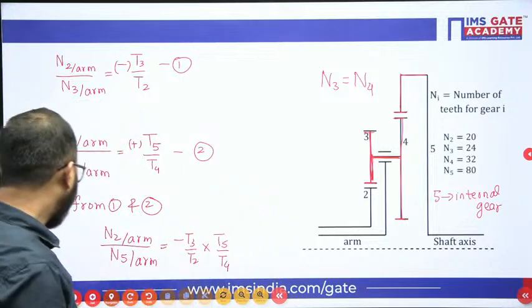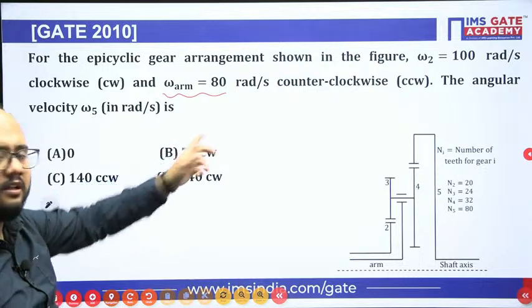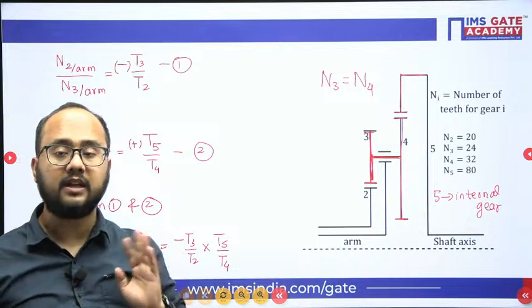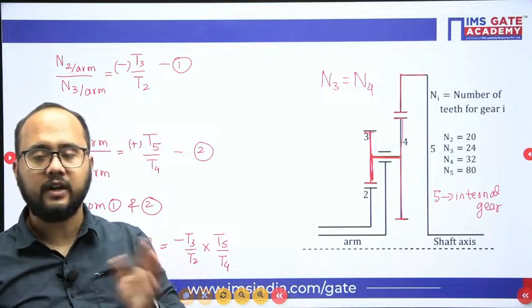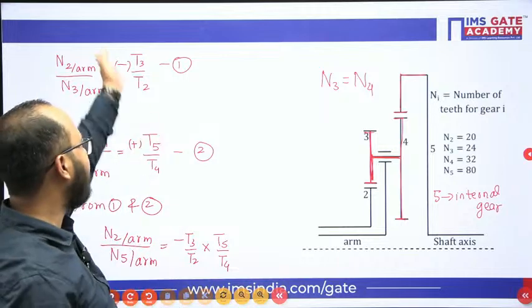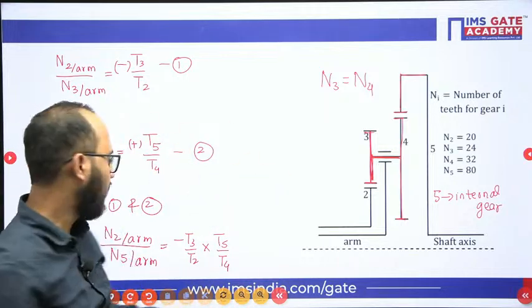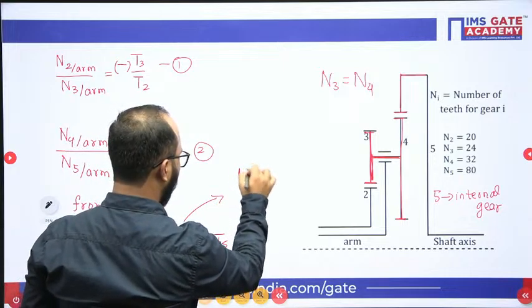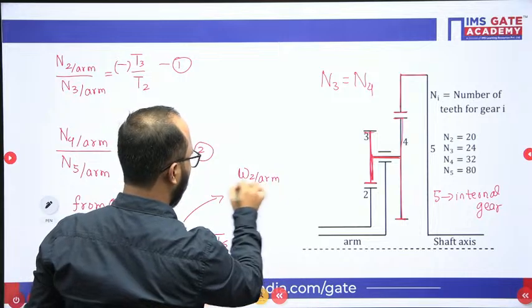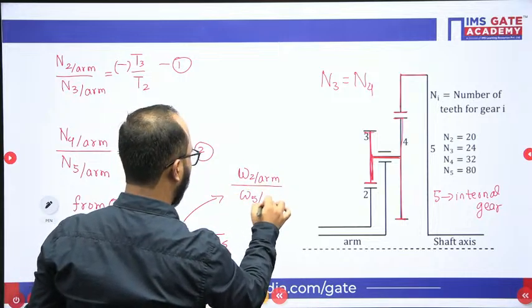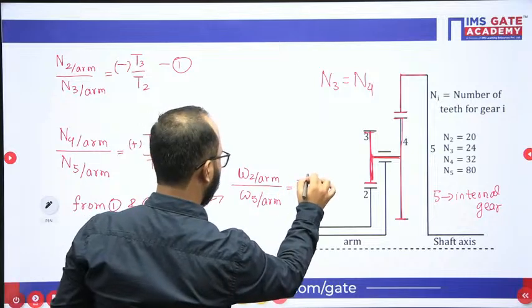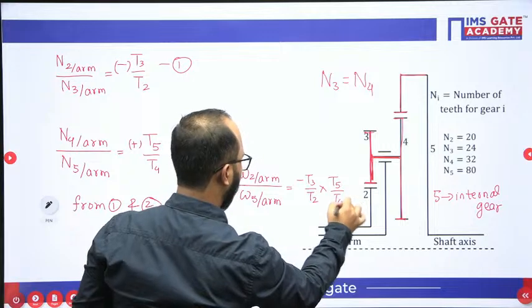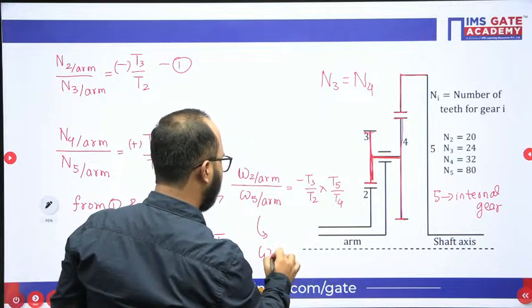Now they are asking in what? Radian per second. So instead of n, I can mention omega as well. There is no problem in that, because the ratio of n or omega is the same. Are you getting my point? Same thing, I can write it like this: omega 2 with respect to arm divided by omega 5 with respect to arm equals minus T3 by T2 multiplied by T5 by T4. And from this you can easily get the answer of omega 5.